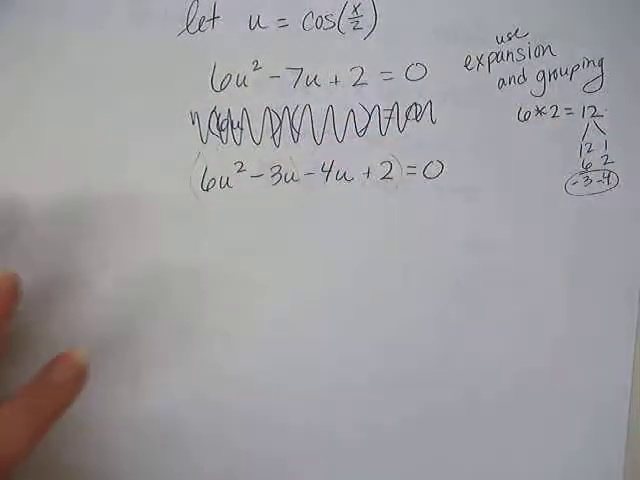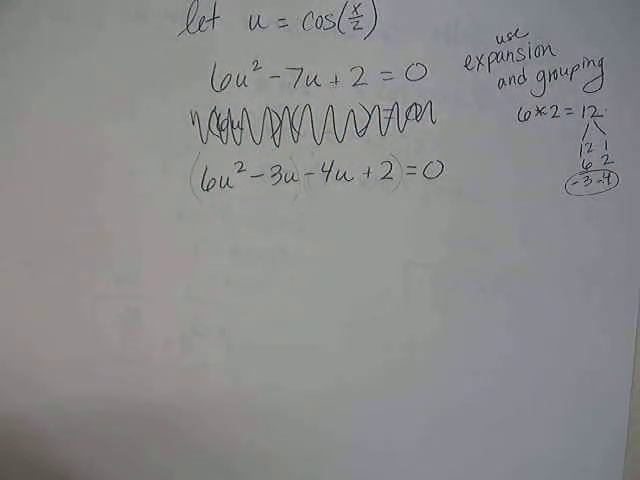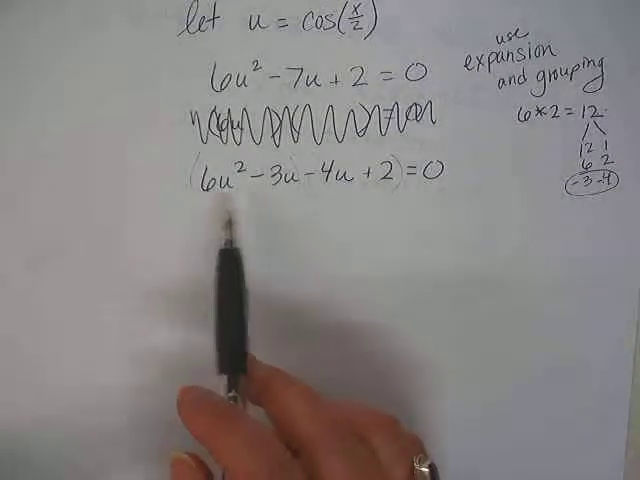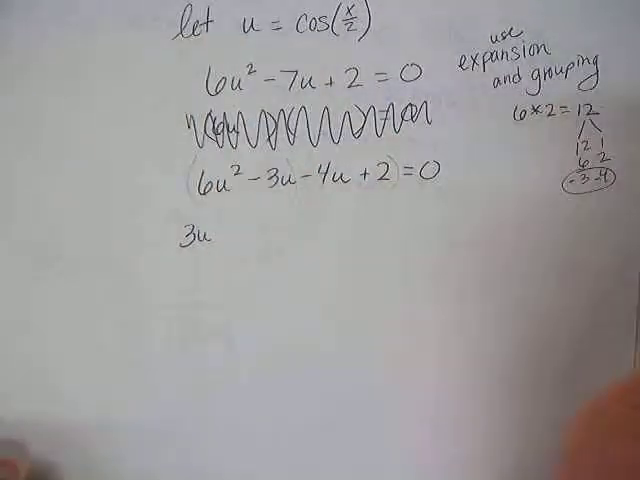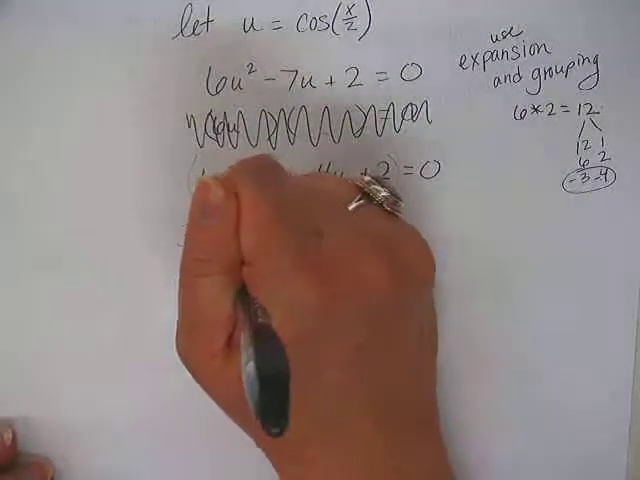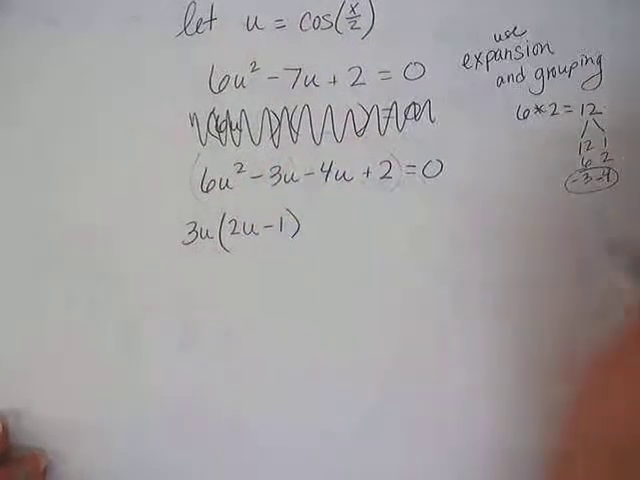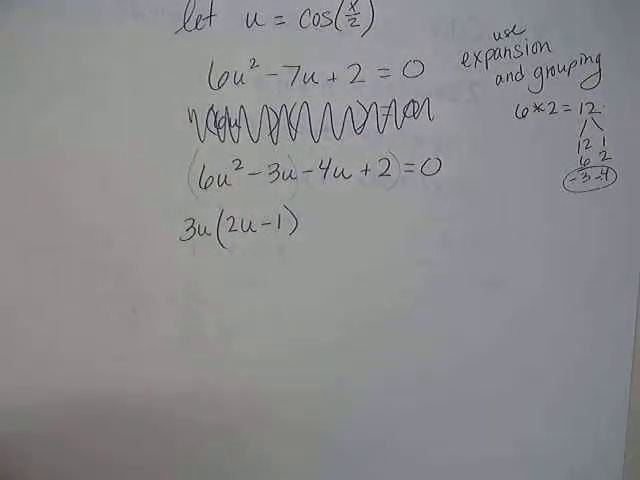Okay, now we can factor by grouping. So we can group those two and group these two and then factor out the greatest common factor out of each group. So what's the greatest common factor out of our first group? 3 and also u, isn't it? So we get 2u minus 1. Right?